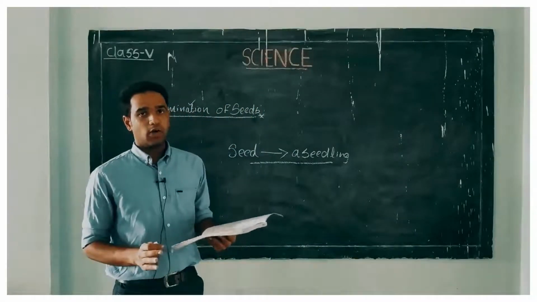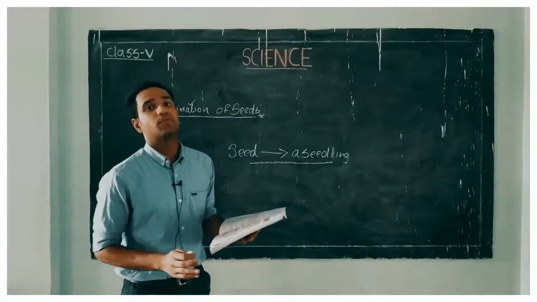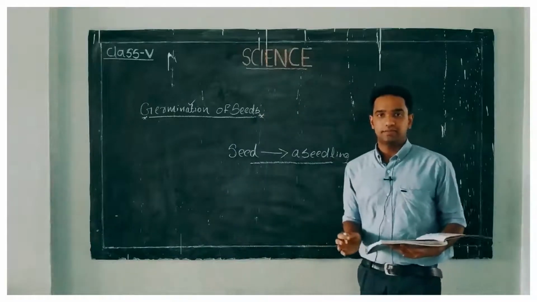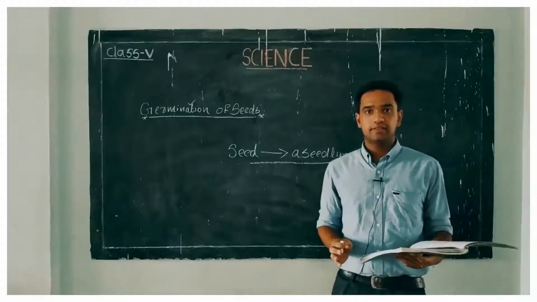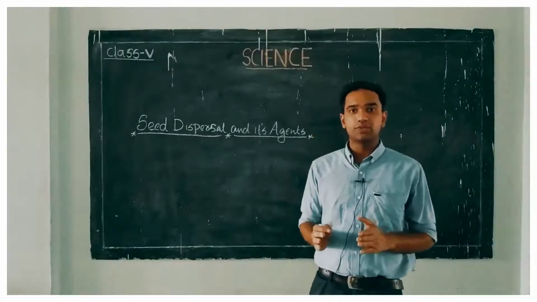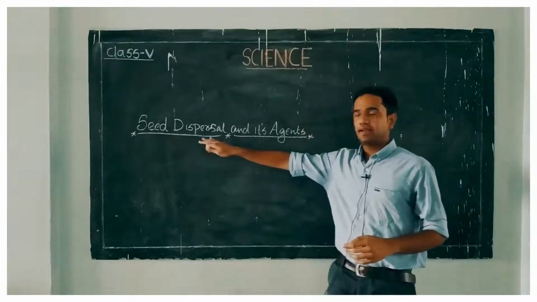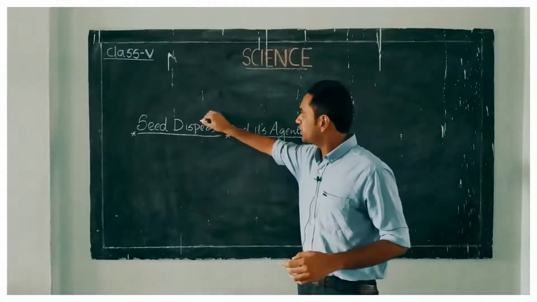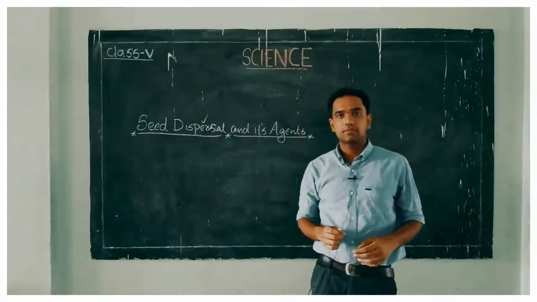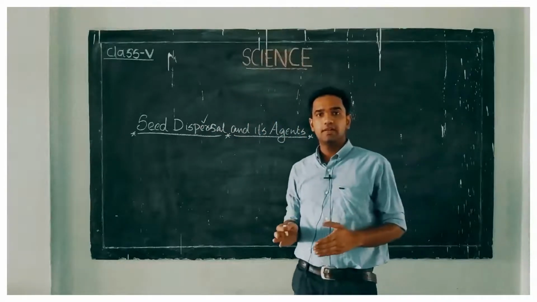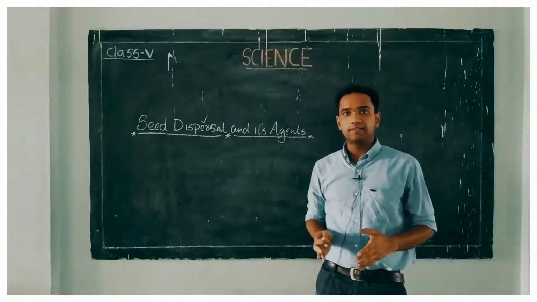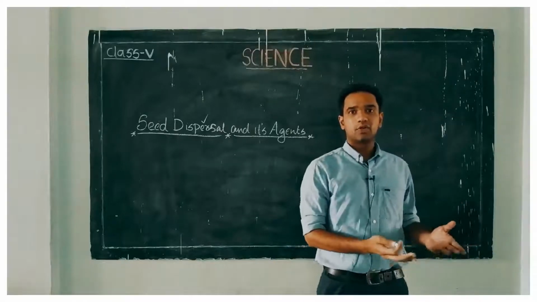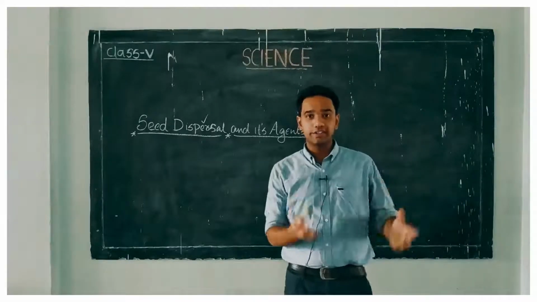We can see that all the 3 factors like air, water and sunlight are necessary for a seed to germinate. Is that clear? Next, we can move on to seed dispersal and its agents. First of all, what is the meaning of dispersal? Dispersal means something that spreads out or transported or scattered or distributed.